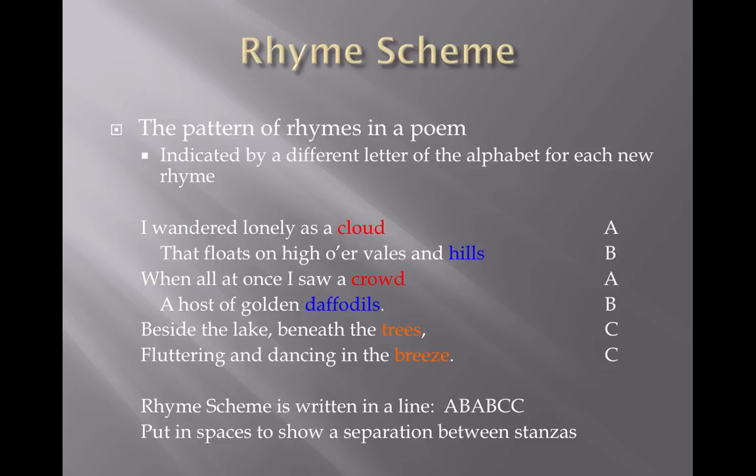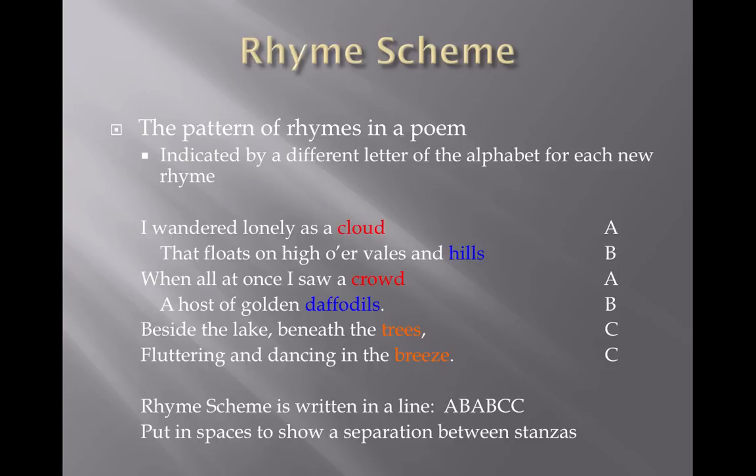Then daffodils. Daffodils doesn't rhyme with cloud. Daffodils does rhyme with hills. Daffodils, hills, so I give it a B, so it matches up there. Then I have trees. Doesn't rhyme with cloud, doesn't rhyme with hills, so I give it a C. And then breeze rhymes with tree, so I give it a C. And we write out rhyme scheme in a line using capital letters. So in this case it's A, B, A, B, C, C.